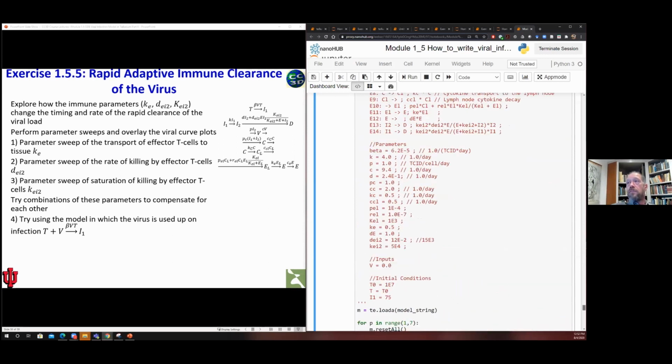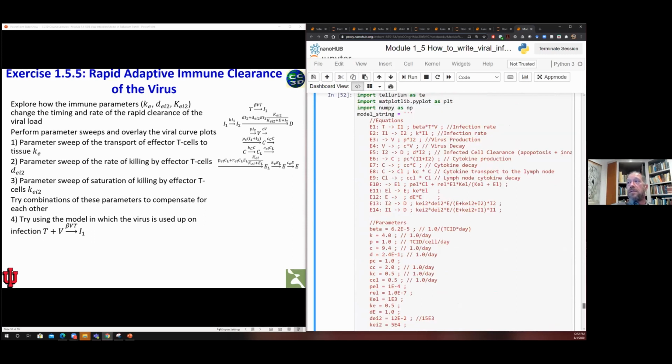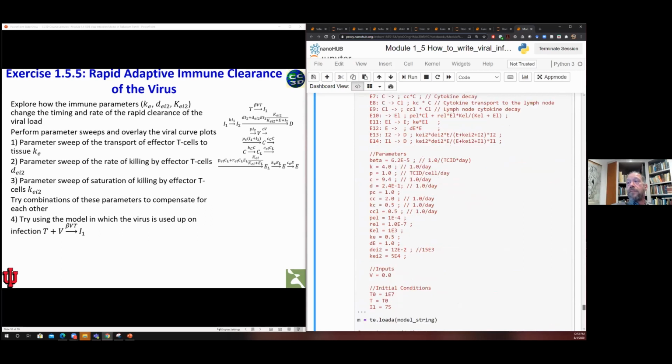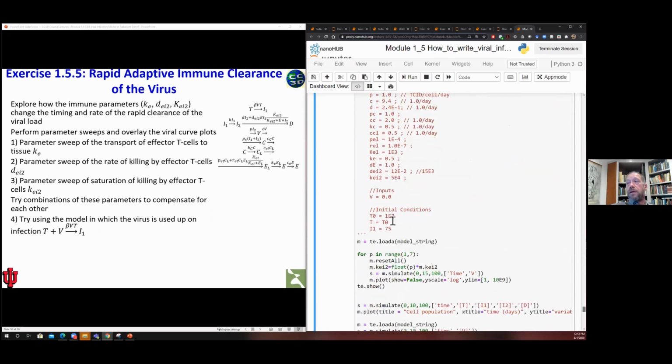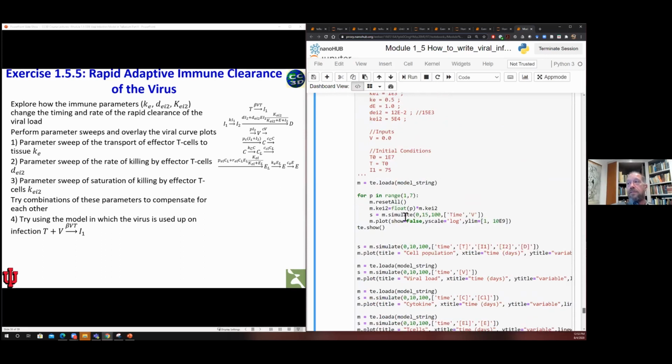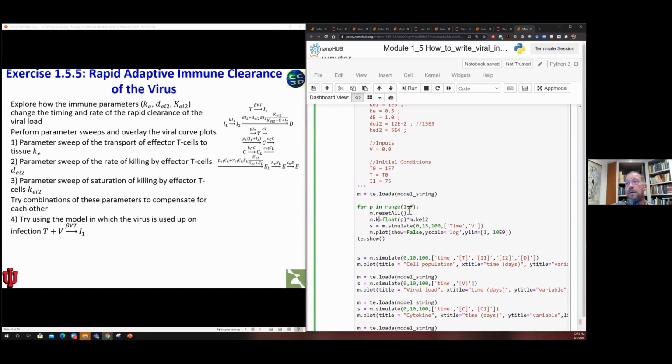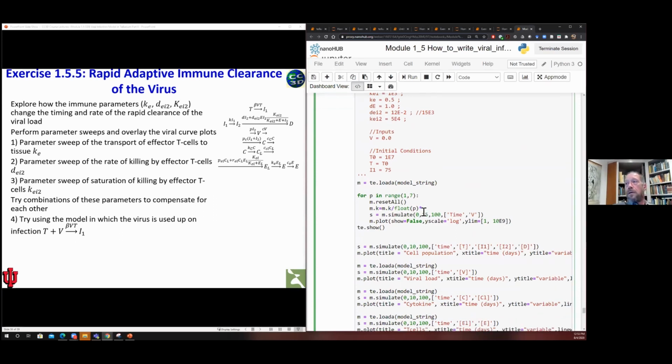One thing that we could do, which would probably make a difference, would be to change that latency period. That latency was the I1 to I2 term, that was the K. If we make K smaller, which would correspond to a longer delay, that's going to have a relatively big effect on the result, I believe. So here, I'm resetting the K value to be K divided by float. Remember, smaller K means longer delay. And so I'm putting in a longer delay for the cells to start producing virus.